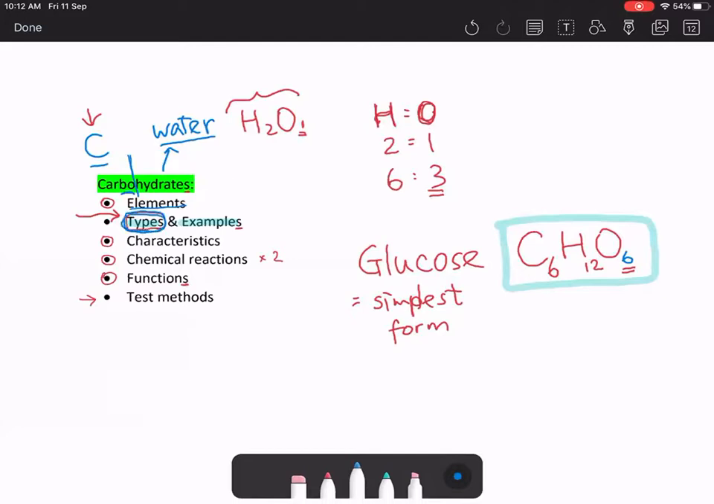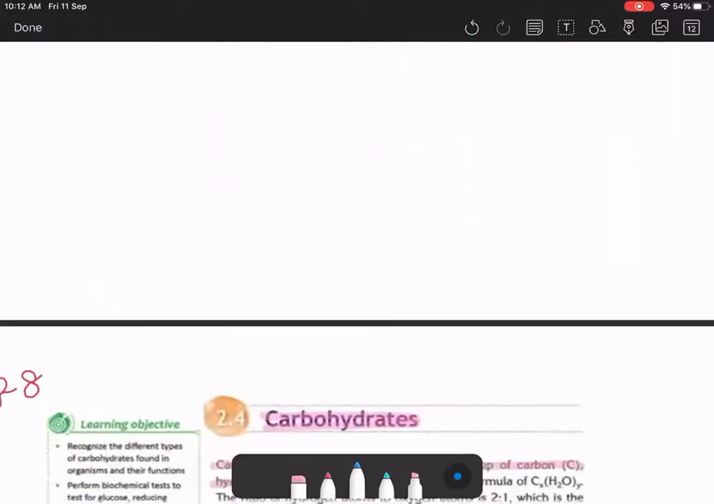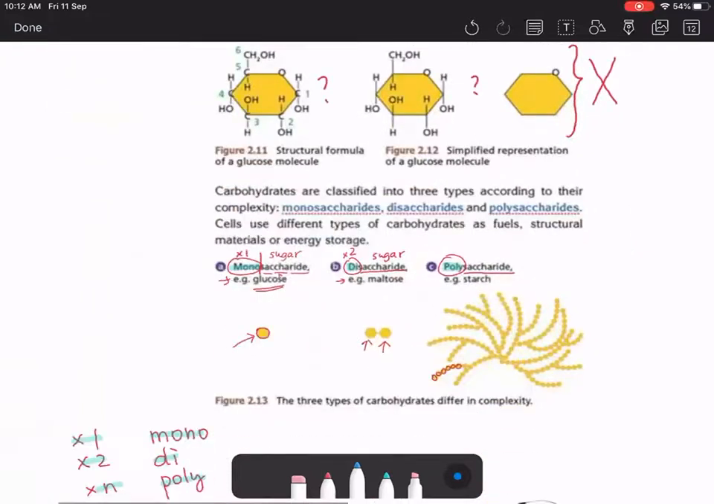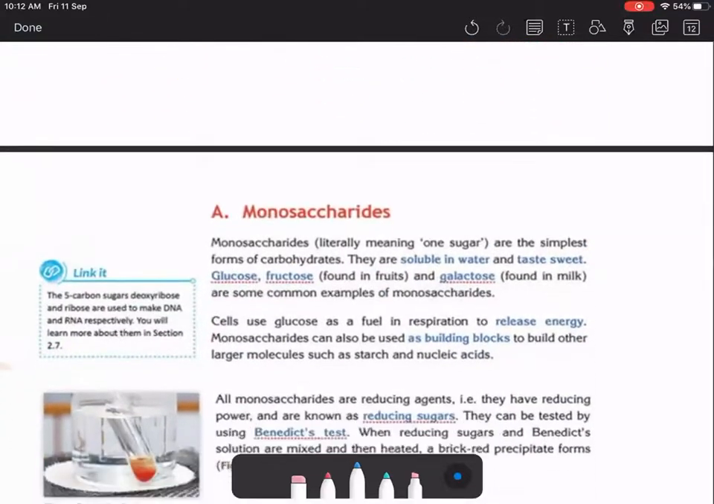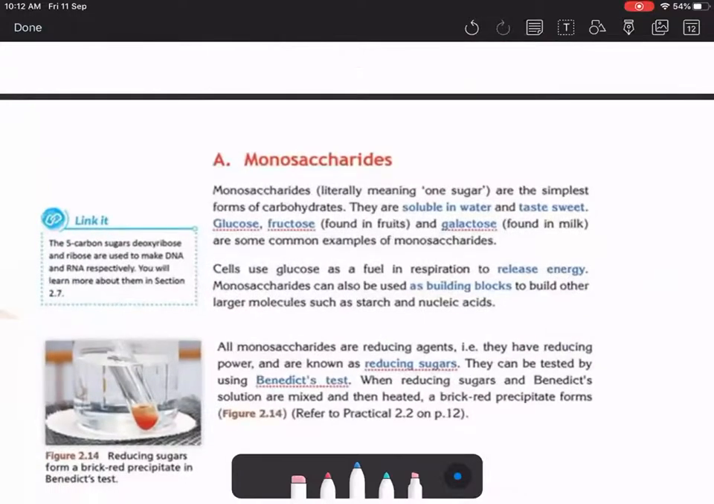Now I'm going to tell you example, characteristics, reaction functions, and test method. Okay, test methods. I will start with monosaccharide. This is the simplest one. Now you are still on page 8. Page 8, monosaccharide. I just want you to highlight this one, monosaccharide.